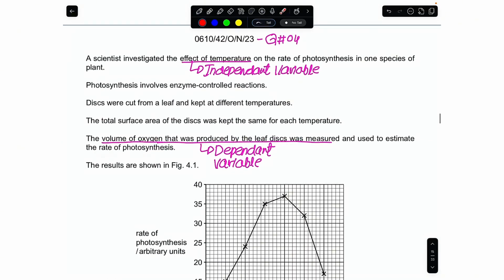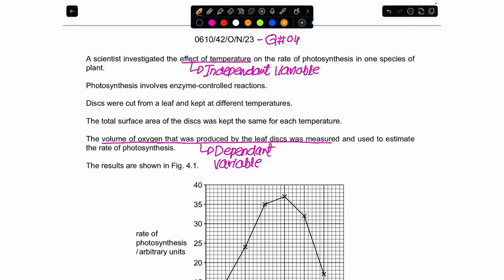Moving onward to this question. This came in the October-November of 2023. The theory paper variant was 4.2 and this appeared to be question number 4. And again, it's from the limiting factor of photosynthesis.